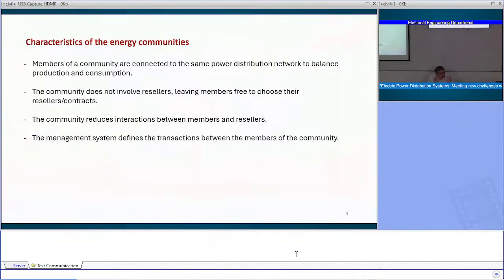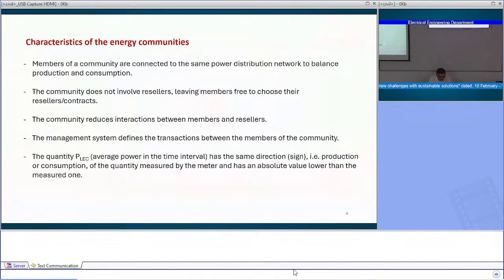so the community needs to have some management. In order to exploit the possibility for this energy community to provide some energy at a lower price, probably this balancing also needs to be improved. So in general, communities are installing some storage facilities in order to improve the balancing in the system. And I mentioned this PLEC, which is the internal transaction.